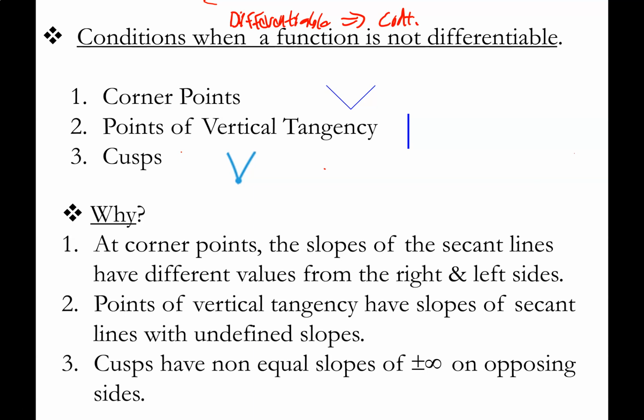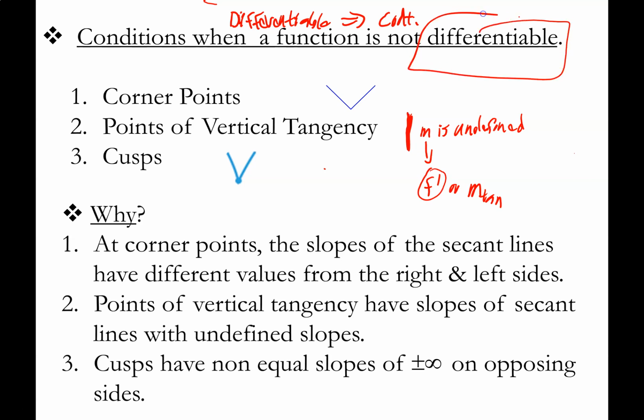And then the other thing is points of vertical tangency. If I have a vertical line, that is also not differentiable. You say, well, why not? If you go back to your algebra class, you probably learned that the slope of a vertical line is undefined. If the slope is undefined, and the slope is another way to say f prime, or the slope of the tangent, that makes f prime undefined, which means it is not differentiable.